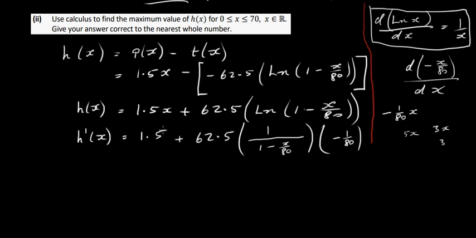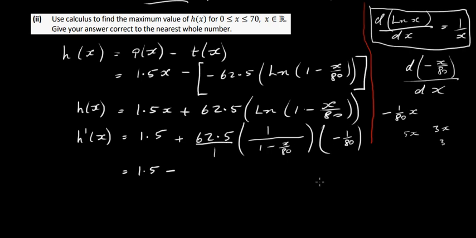So anyway, this is what we get when we differentiated our h of x. Let's just simplify this a little bit. Well, our 1.5, we'll just leave that as it is. Now if you just think about this, we've got a plus here times a plus here, this is a positive fraction, times a negative here. So our answer here will be negative.